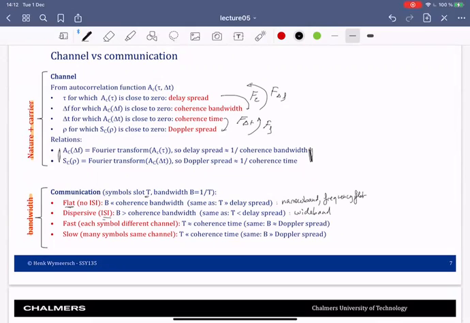On the other hand, we have fast and slow communication. Fast communication means that different symbols see different channels, so the channel changes relatively quickly. This happens when the symbol duration is on the order of the coherence time, or the bandwidth is on the order of the Doppler spread. On the other hand, we have slow communication when the channel is constant for many symbols, and this corresponds to the symbol slot duration being much smaller than the coherence time, or the bandwidth being much larger than the Doppler spread.